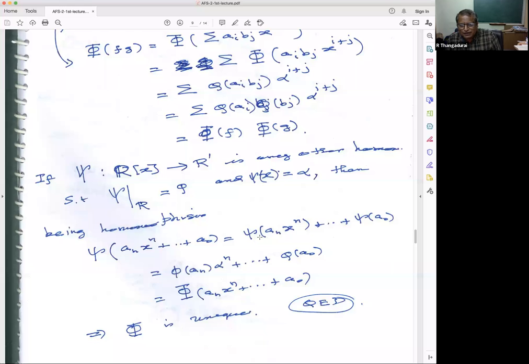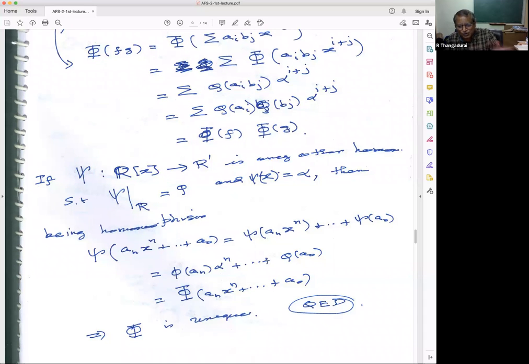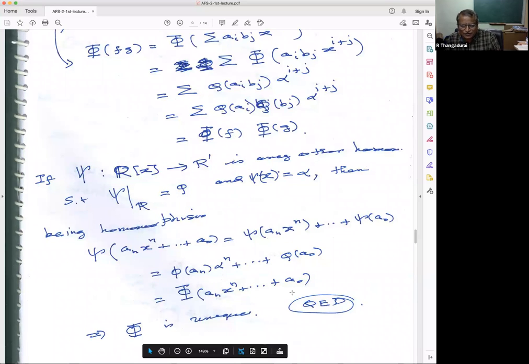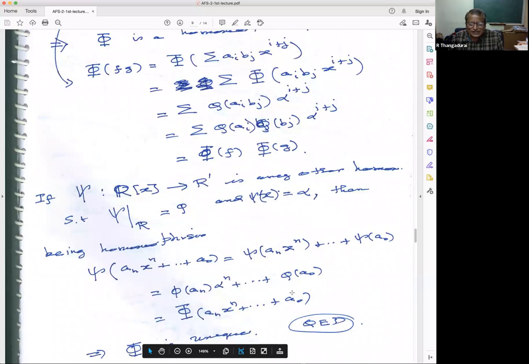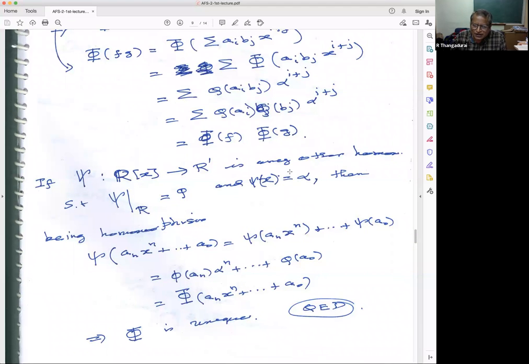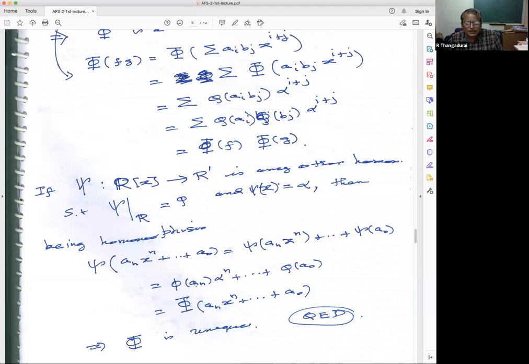So psi of a_n, when psi is restricted to the ring R, is nothing but the phi value only. Therefore psi of a_n is the same as phi of a_n, and psi of x is the same as alpha, given to us. Therefore it is alpha power n. So this is the same as the usual capital phi, the way we defined it. I hope it is clear. I am just using that psi is a ring homomorphism, and applying it, I get back the same image value under capital phi. Therefore these two homomorphisms are one and the same. Therefore phi is unique.